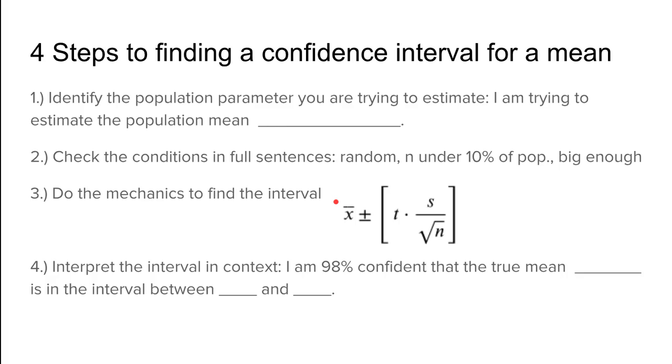All right, so here are the 4 steps to finding a confidence interval. Step 1, identify what it is you're trying to find.